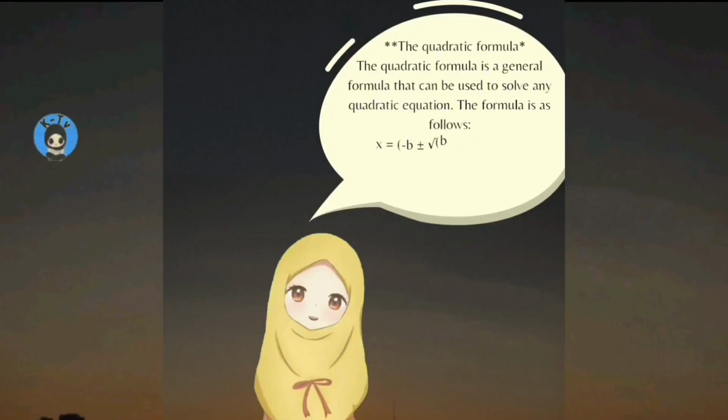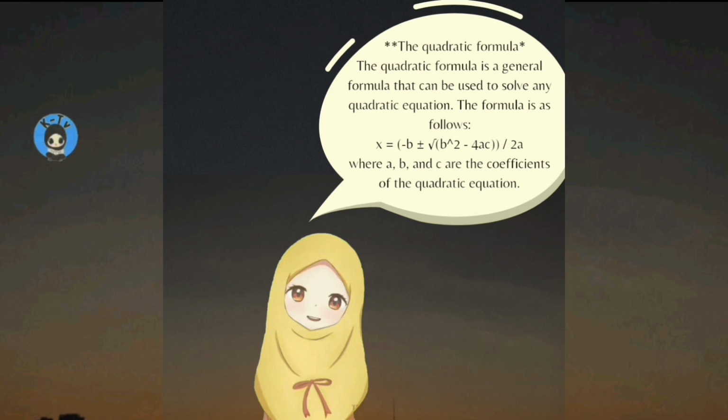And the last, the quadratic formula. The quadratic formula is a general formula that can be used to solve any quadratic equation. The formula is as follows. x equals -b plus or minus the square root of b squared minus 4 times a times c, over 2 times a, where a, b, and c are the coefficients of the quadratic equation.